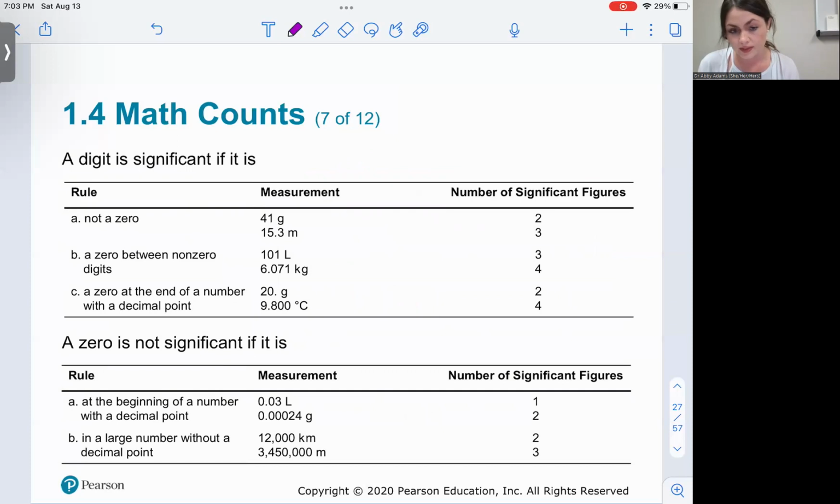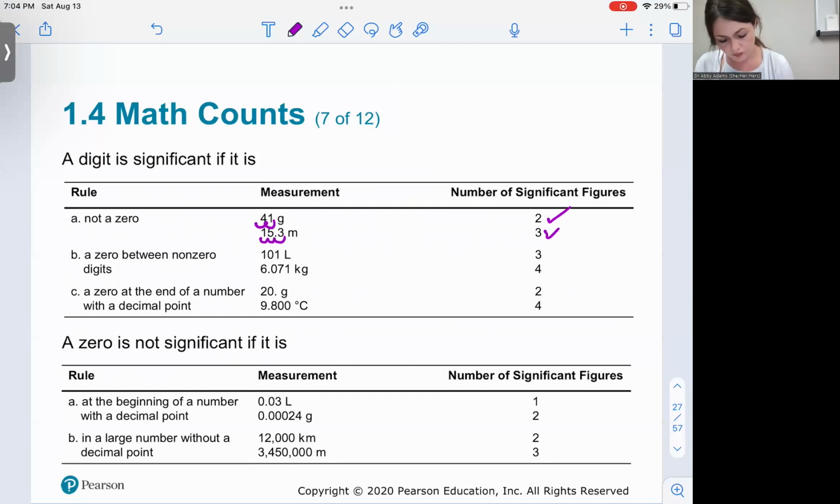Here we have this table with these examples, and I think this is really going to help you visualize all of that math, written language, verbology. So a digit is significant if it is not a zero. Here you see 1, 2. You have two significant figures. Okay, it's not a zero. Here, 1, 2, 3. Not a zero.